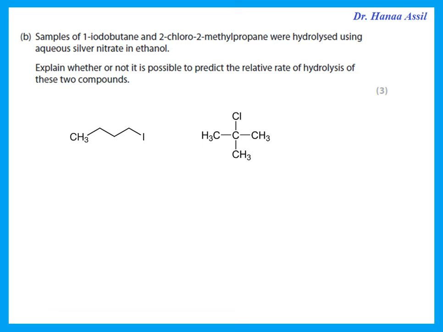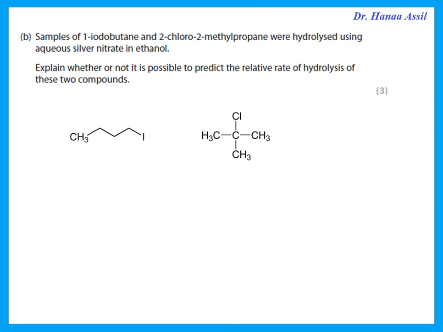Well, let's see. One of them is a primary halogenoalkane, so 1-iodobutane is primary. The other one, 2-chloro-2-methyl, this is a tertiary. So a tertiary should react faster. But then we have different halogens. We have a C-I bond in the 1-iodobutane, and we have a C-Cl bond in the 2-chloro. Which one should react faster? You should remember that the C-I bond breaks more easily than the C-Cl. So actually the iodo should react faster.